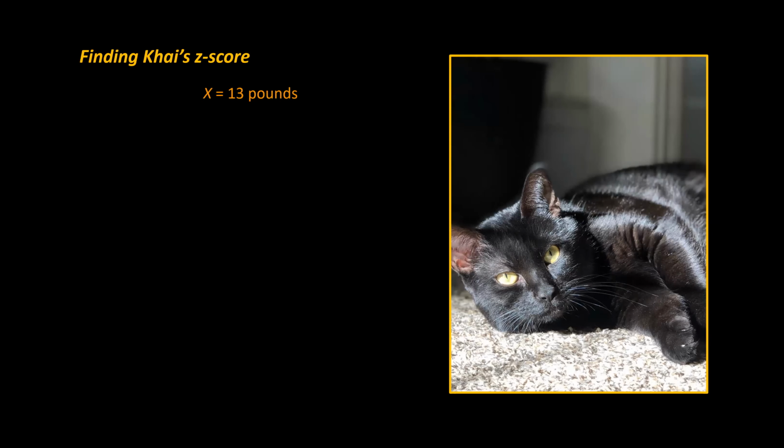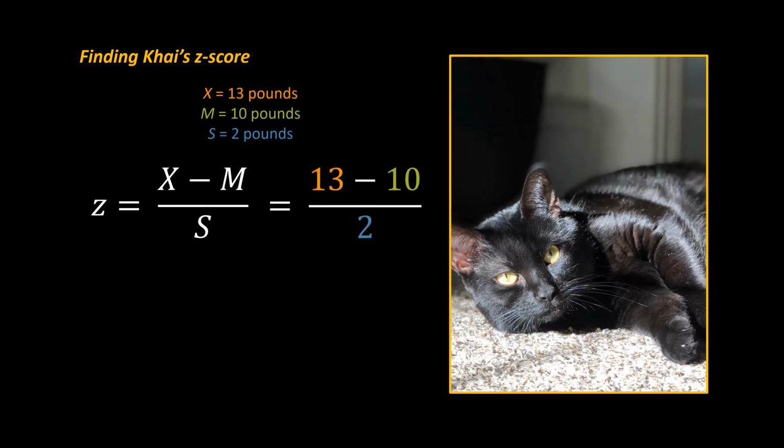So we know that x equals 13 pounds because that's Kai's weight. We know that the mean is 10 pounds, and we know the standard deviation is 2 pounds. And essentially what we're going to do is just plug these values into this equation and solve. So when we plug everything in, it should look like this: 13 minus 10 divided by 2. And we're just going to solve.